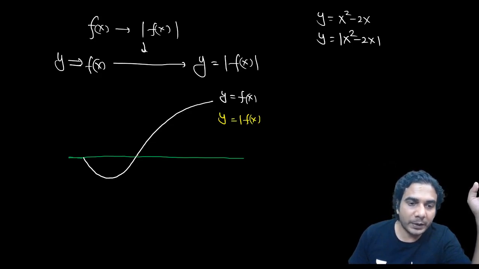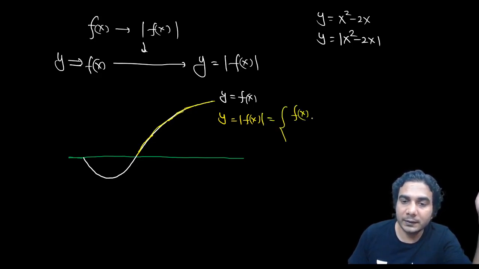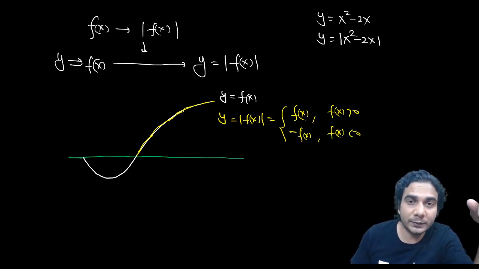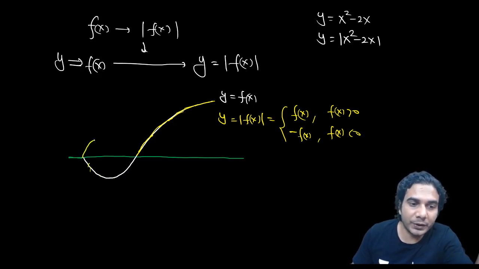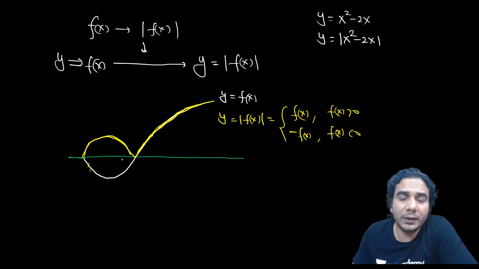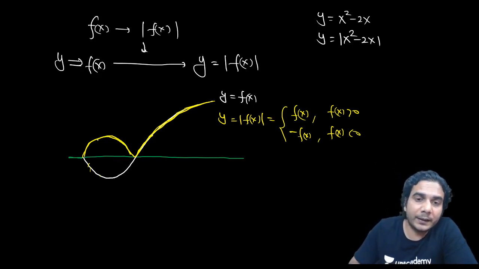The portion which is above x-axis will remain same because mod of f(x) is equal to f(x) when f(x) is positive and minus f(x) when f(x) is negative. So the portion which is below x-axis, the f(x) is negative. So now it will become minus of f(x), and minus of f(x) means it will come up. So this portion will come up. This yellow graph is the graph of y is equal to mod of f(x). So it's very simple. You do not need to remove anything in this graph.